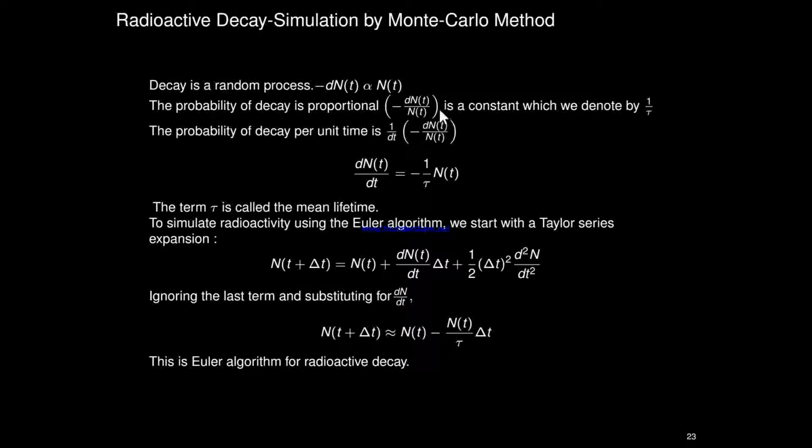So this is also a constant, and that constant we take as 1 by tau. This constant tau is called the mean decay constant, the mean lifetime. We call it a lifetime because it has the dimension of time.